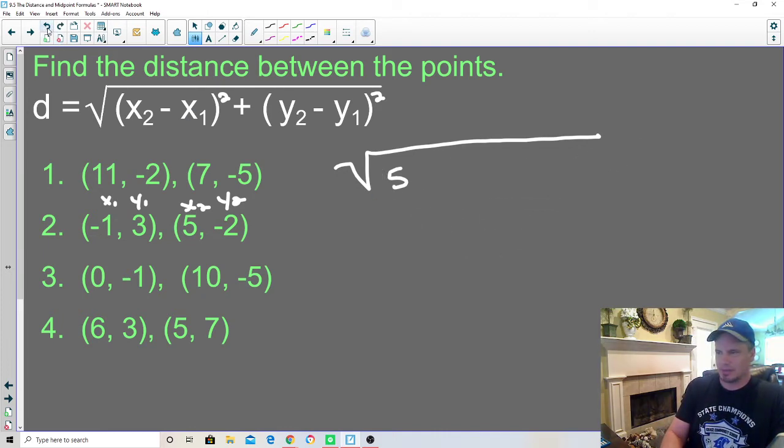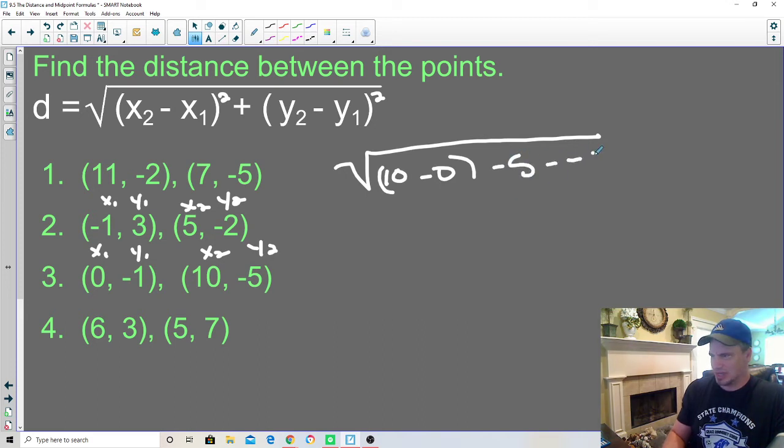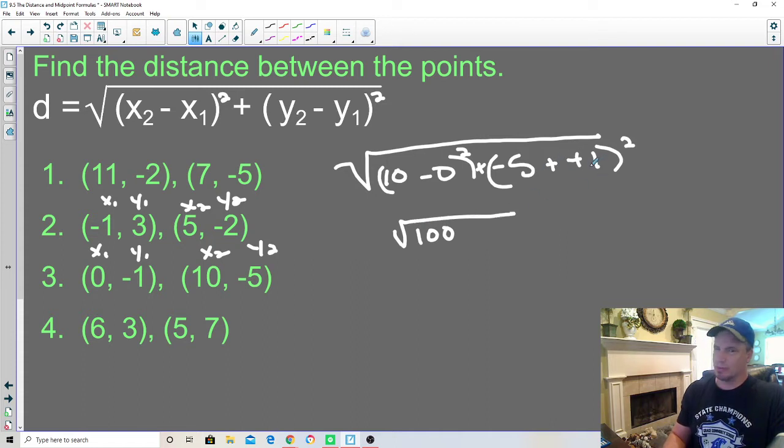Maybe I can keep my square root sign there. Yeah, I can. Okay, x1, y1, x2, y2. We've got 10 minus 0, and negative 5 minus negative 1. That's added together, and they're squared. So 10 minus 0 is just 10. 10 squared is 100. This is going to be negative 4, but when I square it, it's a positive 16.